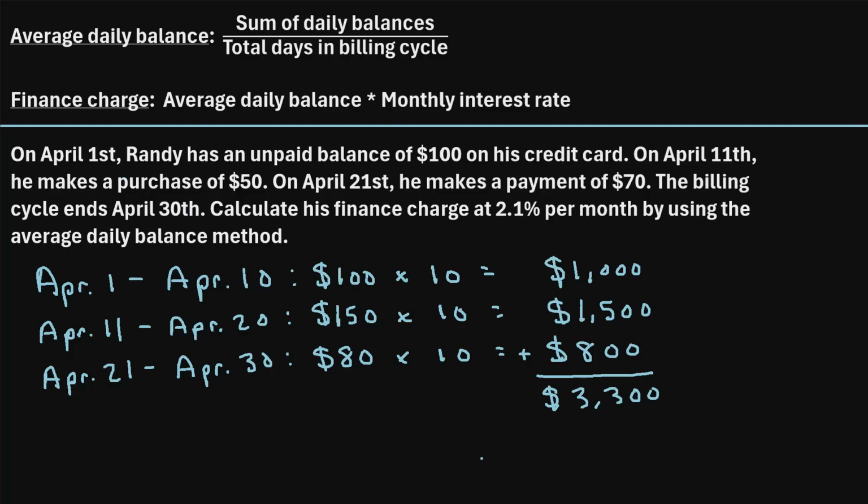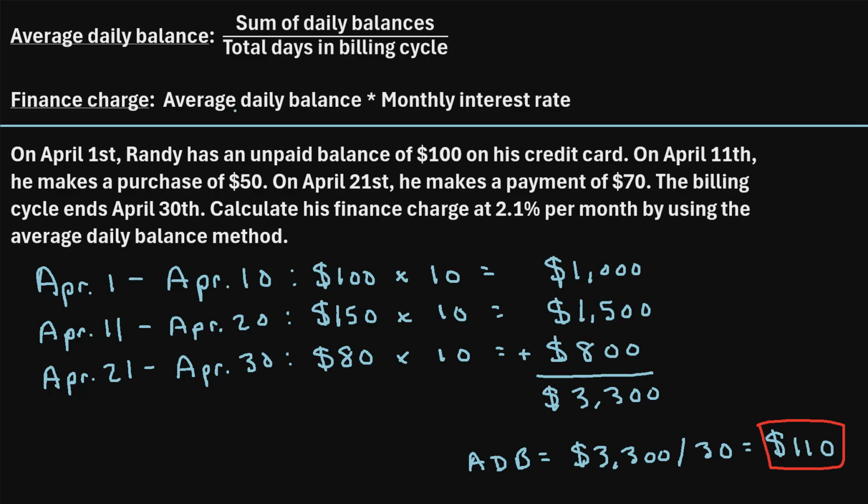So our average daily balance, I'll write ADB for short, is going to be the sum of the daily balances, so 3,300 divided by the 30 days. So 3,300 divided by 30, that turns out to be $110. So that is Randy's average daily balance. That's the average balance of his credit card during these 30 days of April.